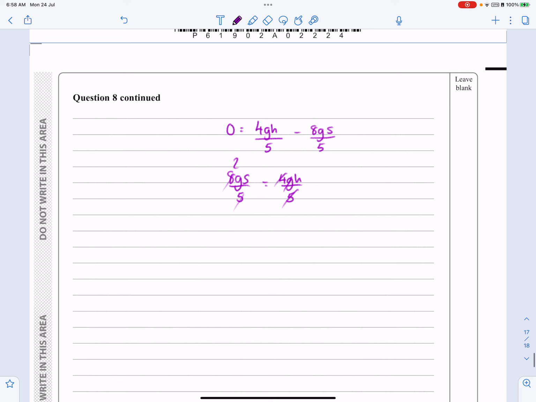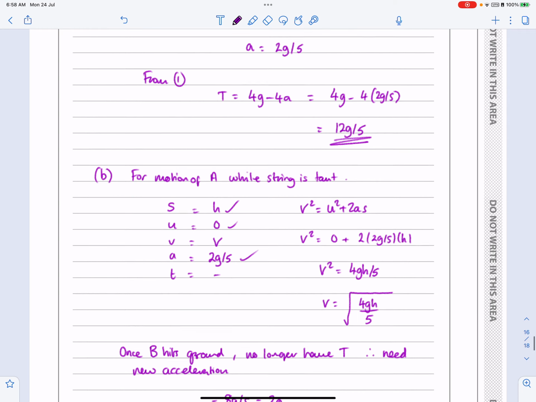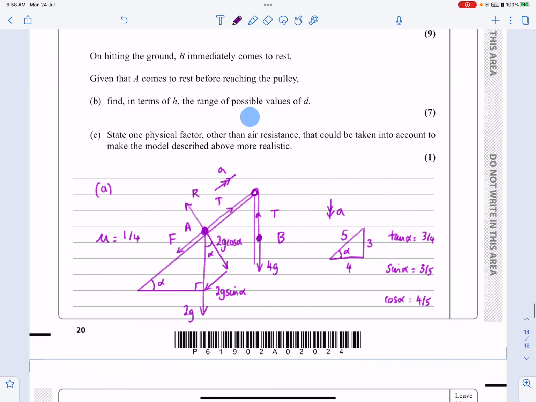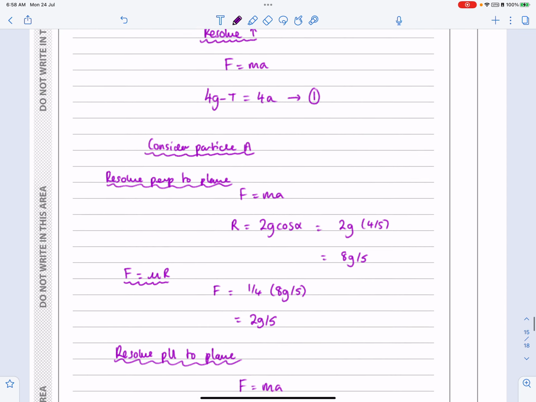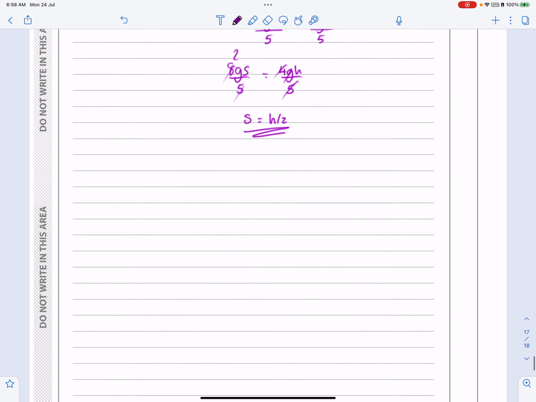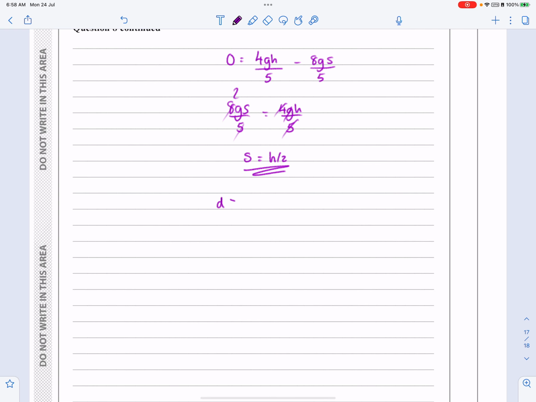We actually get that s works out to be equal to h over 2. Wow, such a lovely, neat answer to that bit. Hopefully that's going to make sense to me then. So what happens to this object is it moves h as this one hits the ground. It then moves another h over 2 there. So the distance d has to be greater than 3h over 2, h plus h over 2.